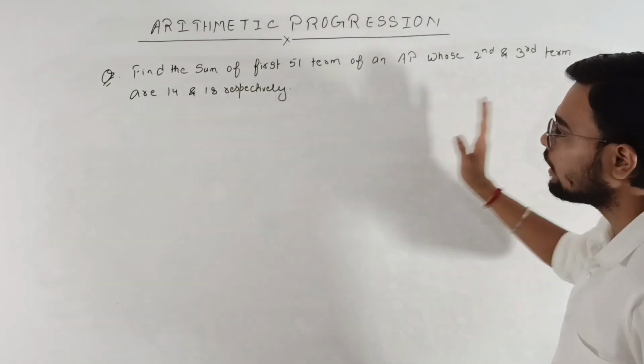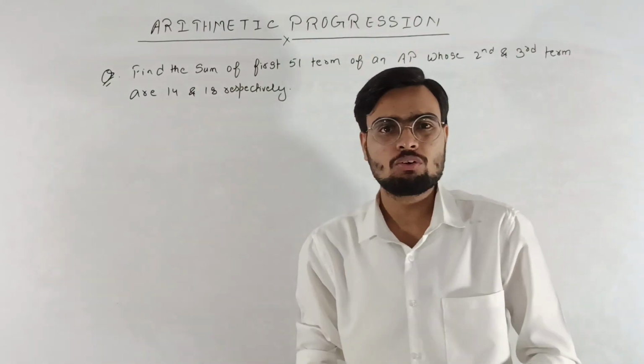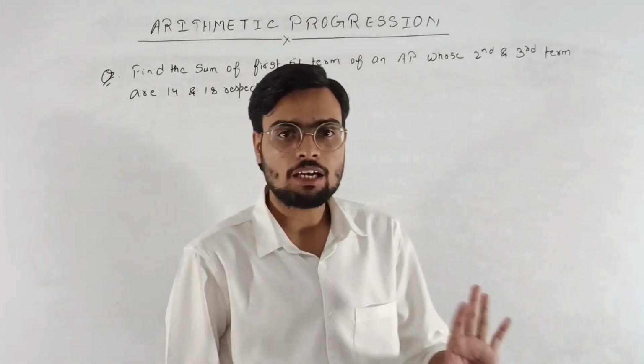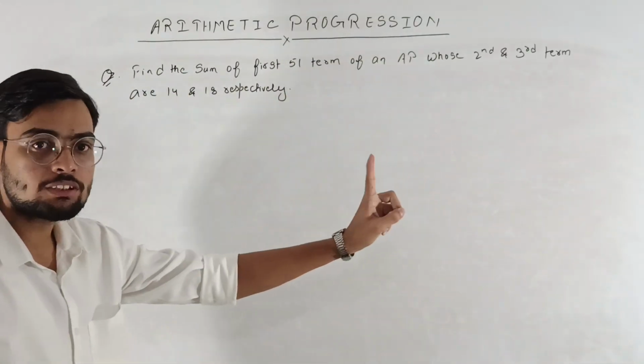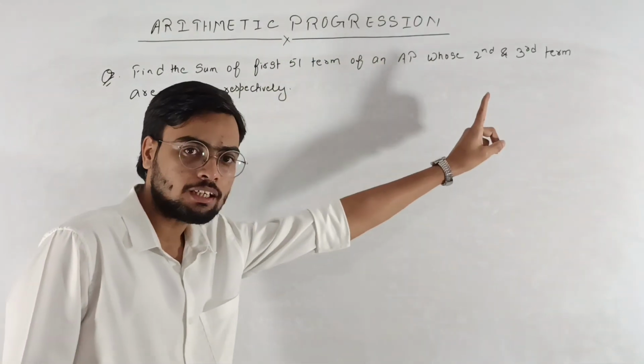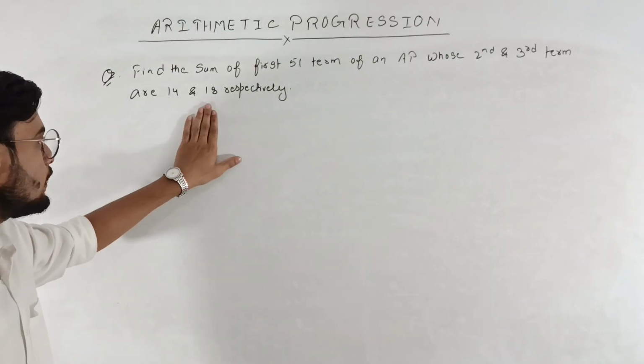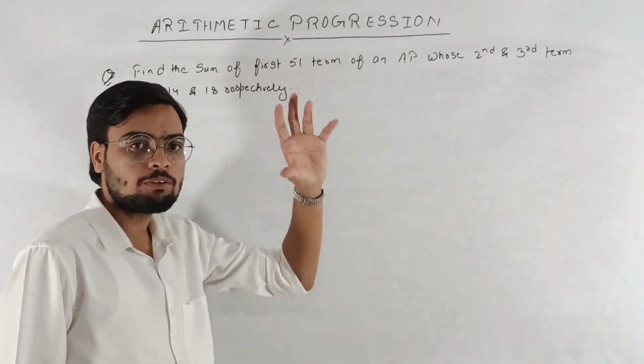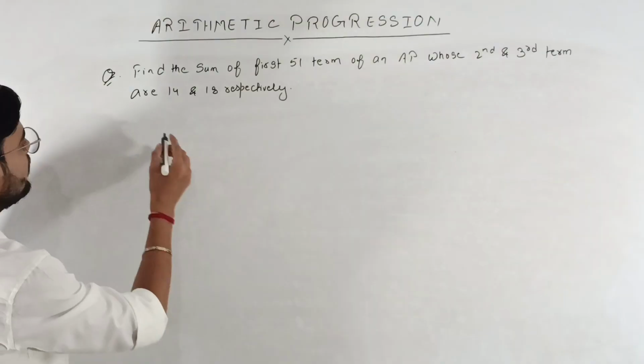Both second and third term are 14 and 18 respectively. Now look, we have an AP in which we are given the second and third term, not the first term. In this AP the second and third terms are 14 and 18. Then we have to find the sum of the first 51 terms. So first I write what is given.